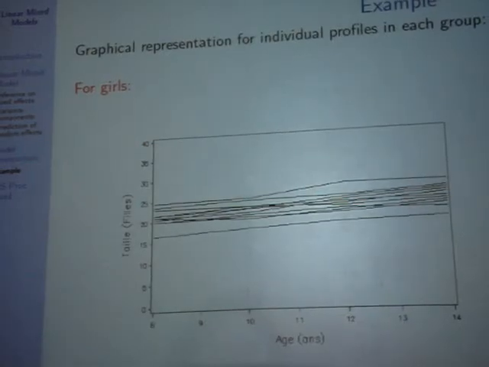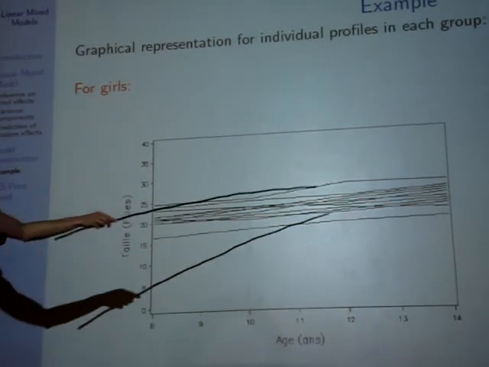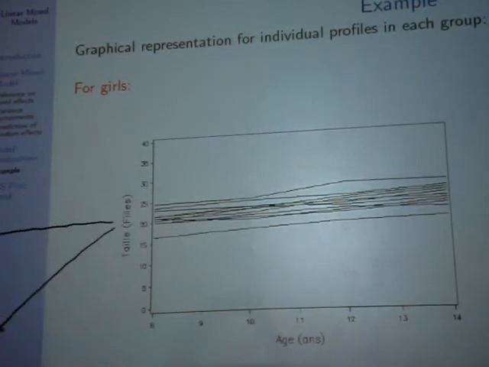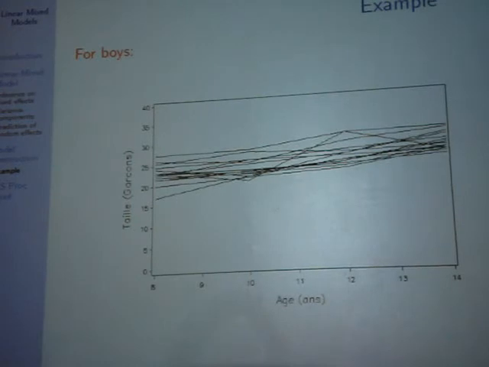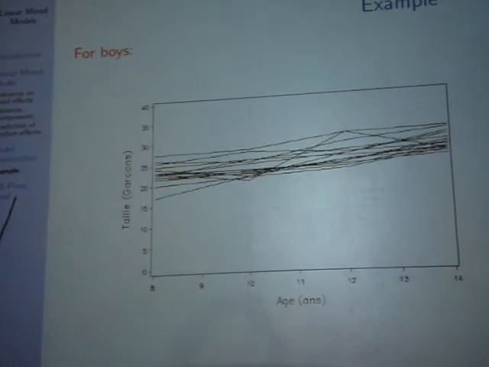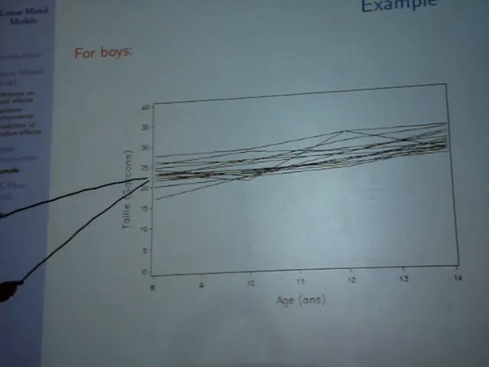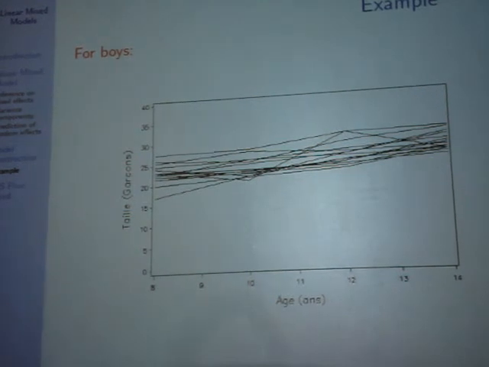So in the example that we are studying, here are the individual profiles over time for the first group, the girls. You can see here that the trend is nearly linear. And here are the individual profiles for the second group, the boys. So it seems also to be nearly linear. But you can maybe assume that the intercepts for the two groups are different, and maybe the slopes in the two groups are different too.